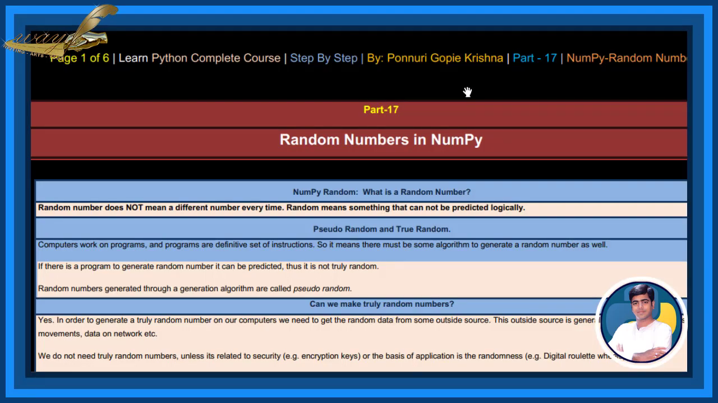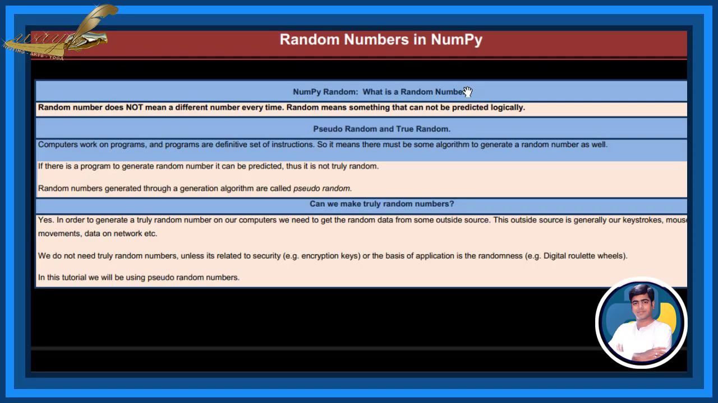In this session, let us learn about random numbers in NumPy. NumPy random. What is a random number? Random number does not mean a different number every time. Random means something that cannot be predicted logically.